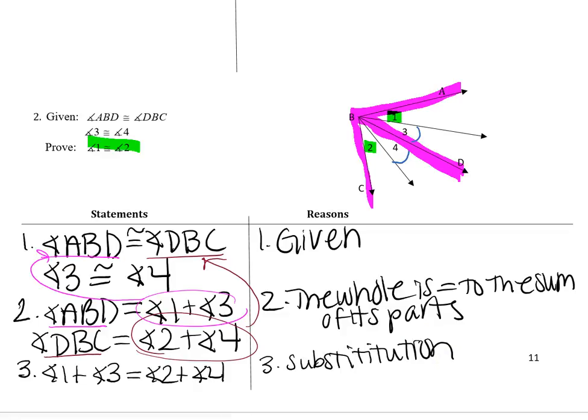Okay, and then what did I say I knew about 3 and 4? Well, if I look up above, didn't I say 3 and 4 were congruent? So if I subtract 3 and subtract 4, that'll leave me with 1 and 2. So angle 1 is congruent to angle 2, and that's just by your subtraction property.